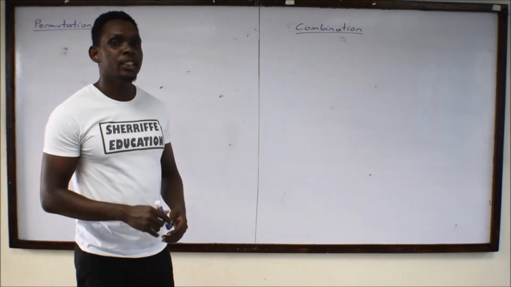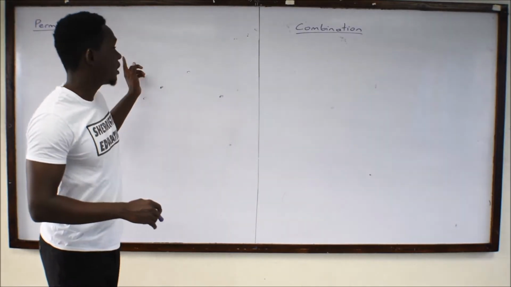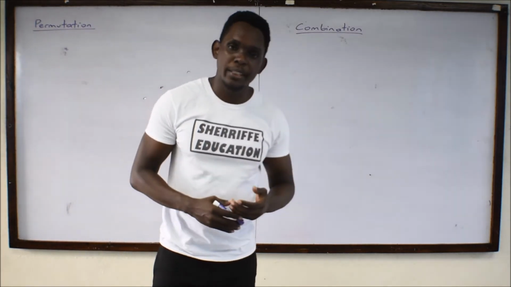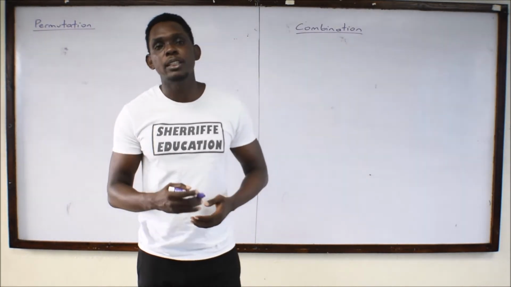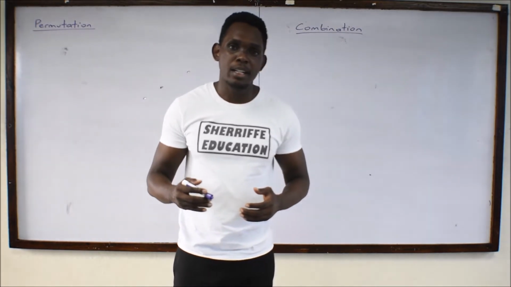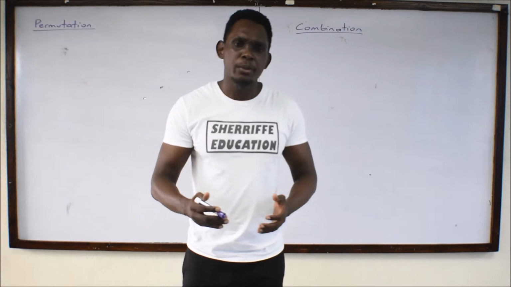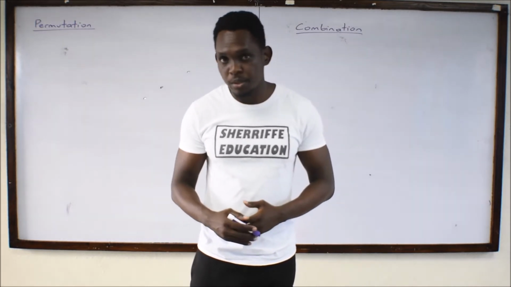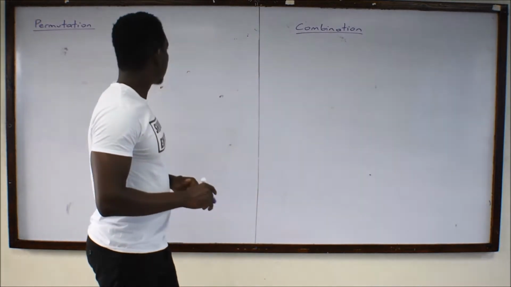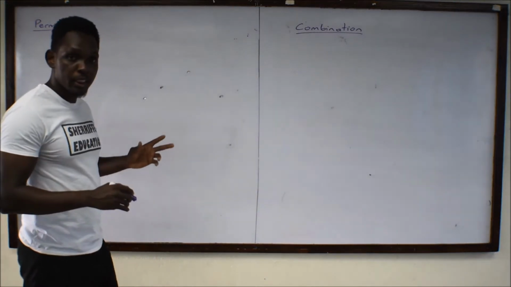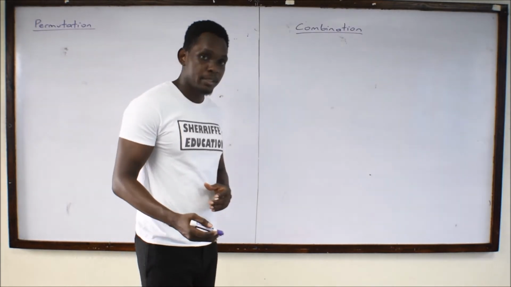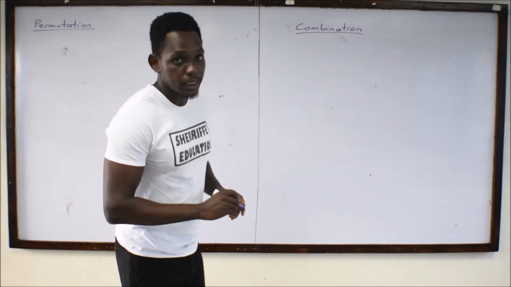We'll now turn our attention to permutation and combination. Both permutation and combination are similar in the sense that we're taking subsets from a larger pool. However, there are some differences. With permutation, the order in which we select these elements is important.